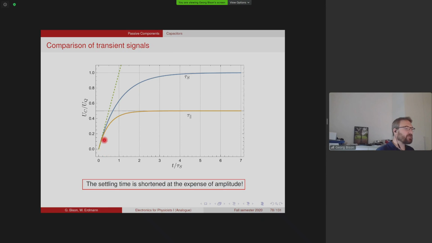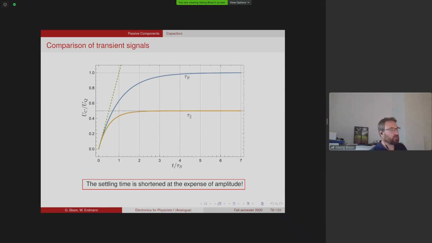You can see that this slope in the beginning is the same, but since we have to reach only half the voltage value, we reach it much faster. So you can see that here, for example, this point where we have closely approached the voltage, this is after 4 time constants, whereas in this case here, we achieved that already after 2 time constants.